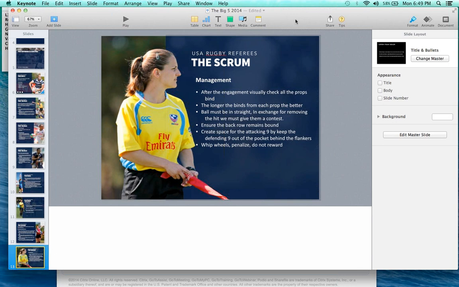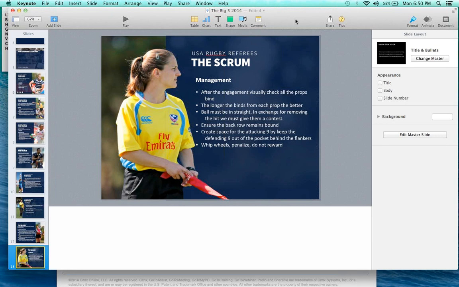Back rows, of course, have to stay bound. They all know this, but they rarely do it. And then, of course, creating space for the 9. You want to be able to create space for the 9. The offside line for both 9s is their side of the ball. So the offensive 9 has to stay on his or her own side of the ball, just like the defensive 9 has to stay on his or her own side of the ball. So they shouldn't be back and forth. They shouldn't be bumping each other or pushing each other. They have to be on their own side of the ball and administrate that. Make sure that there's no shenanigans in there.